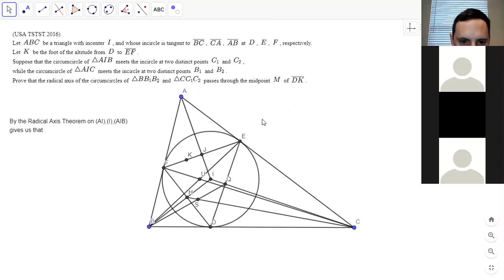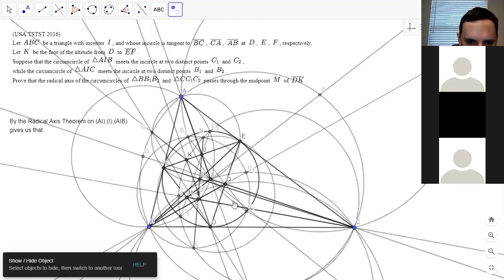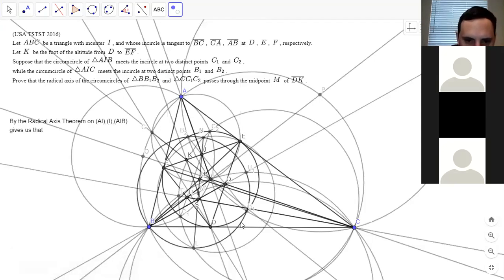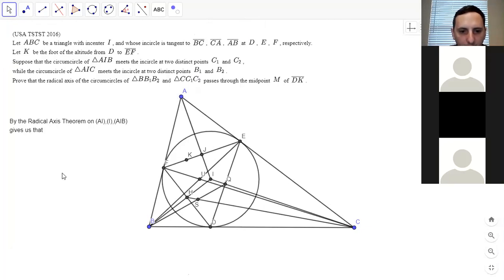Could you prove that U lies on the radical axis first? That U lies on it. I could try to do that. So you want me to draw in those circles again? Did you prove that? No, we didn't prove yet that U lies on it.